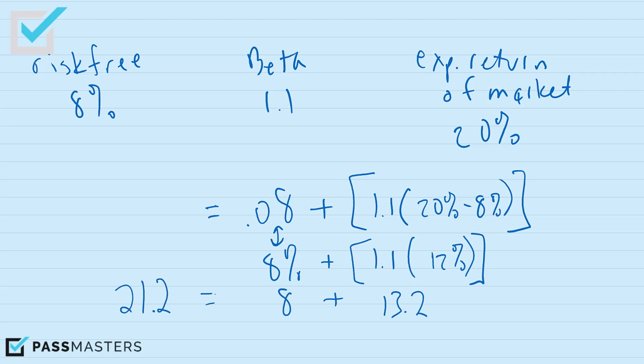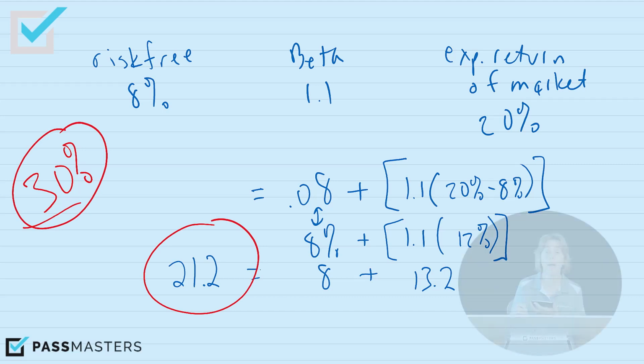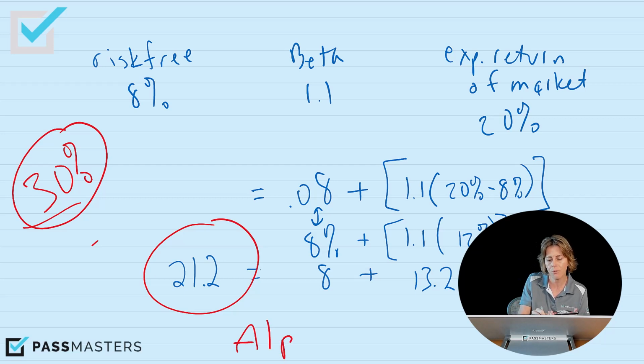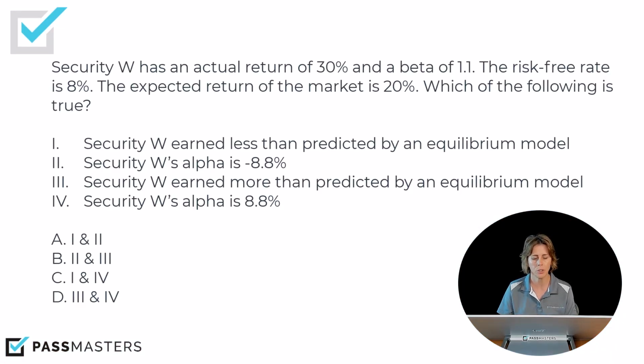Now, what did it actually earn? We need to know what it actually earned because that's how we determine if alpha was created. So if the expected return is 21.2 using the equilibrium model and the actual return was more than that, then we have created alpha. So alpha is just the difference between these two numbers. So alpha for this security is 8.8%.